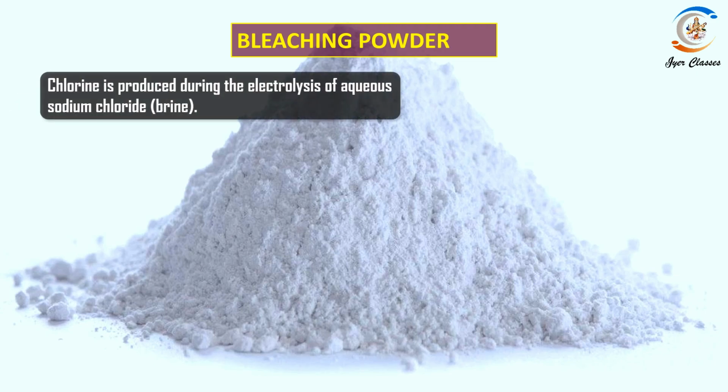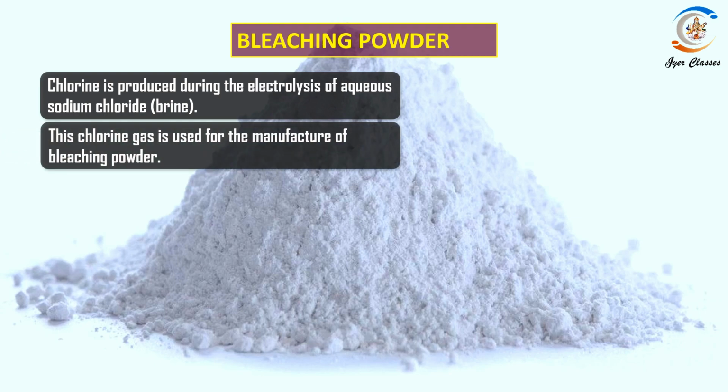Okay, we have already prepared chlorine now. By which process? Yes, the chlor-alkali process. Chlorine is produced during the electrolysis of aqueous sodium chloride brine solution. We did the electrolysis, and one of the products was chlorine. Now this chlorine is to be taken as the raw material for making the bleaching powder. Chlorine gas is used for the manufacture.